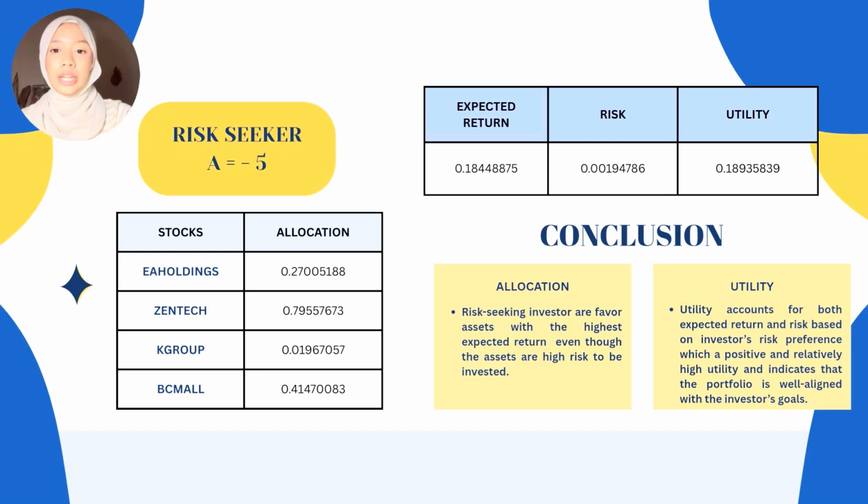The highest allocation in this portfolio goes to Zentech because it gives a high return with reasonable risk. And the lowest allocation is given to K Group as it has the highest risk among all the stocks. And the utility value is 0.18935839, which is quite high, and it means that the investor is likely to be satisfied and favor the portfolio because it matched their goal of high return despite high risk.